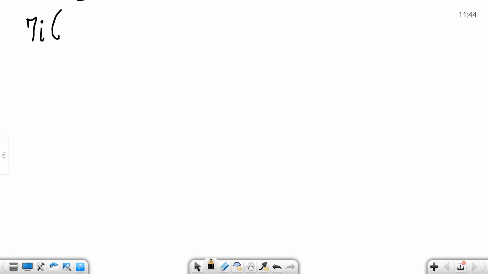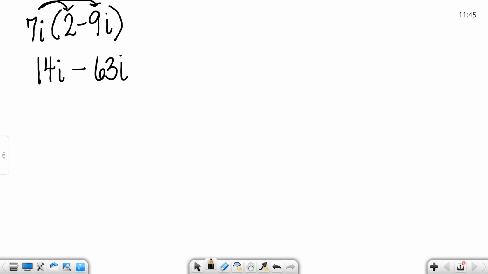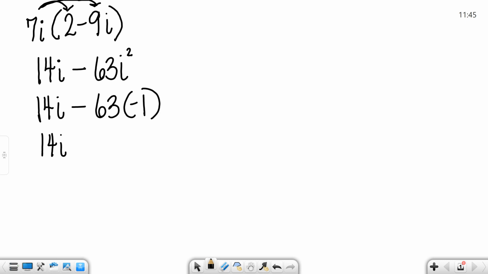If I have 7i times 2 minus 9i. All right, so let's distribute the 7i through the parentheses. I get 14i minus 63, and i times i is i squared. Now, if you left that in my math lab, it is not simplified because we do know the value of i squared is -1. So negative 63 times -1 gives me a positive 63.